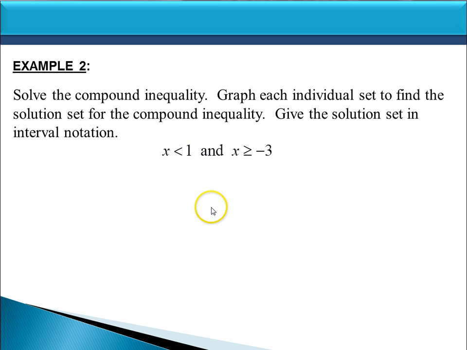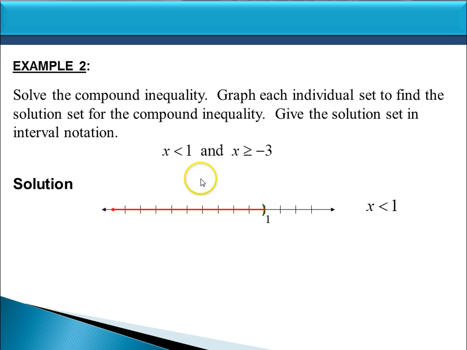Okay, so let's start talking about solving compound inequalities now. So we're going to solve this compound inequality. And remember, a compound inequality is just two inequalities that are combined with the word and or the word or. So these two are combined with the word and. What we want to do is solve this compound inequality, which technically this one's already solved, and then we're going to graph each of these solution sets to find the solution set for the compound inequality. And then we're going to learn how to give the solution set in interval notation.